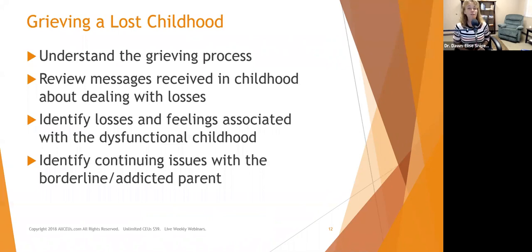We want to help people identify losses and feelings associated with their dysfunctional childhood. And this is a really intense group. Because we're not just talking about the loss of a pet or the loss of a grandparent or something. We're talking about the loss of their childhood. They feel cheated because they didn't have the childhood that they thought they should have, they thought they deserved.